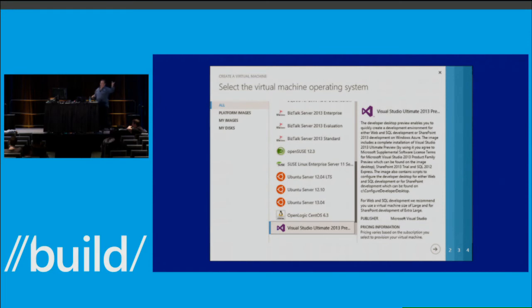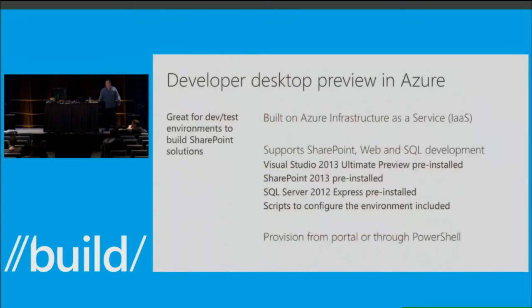You can go up to your Azure development portal, and you can create a new virtual machine, and you'll see a new entry in there for Visual Studio 2013 Ultimate, something like that. And it's built on the Azure IaaS, infrastructure as a service. It'll have Visual Studio 2013 Ultimate Preview pre-installed. It'll have SharePoint installed. It'll have SQL Server installed.